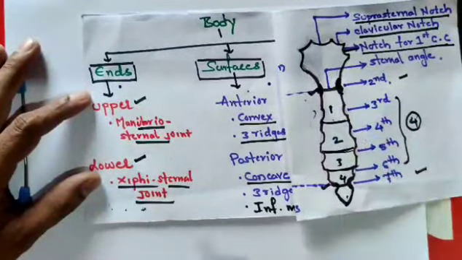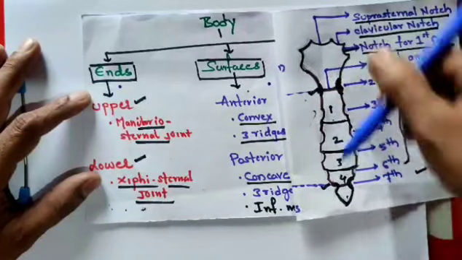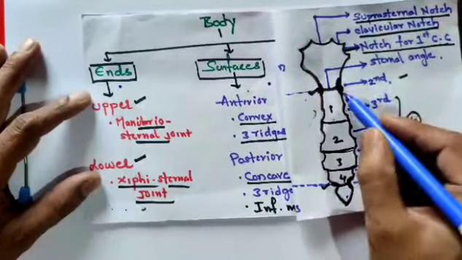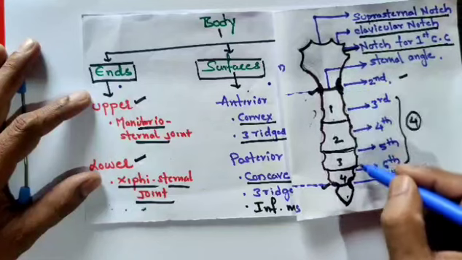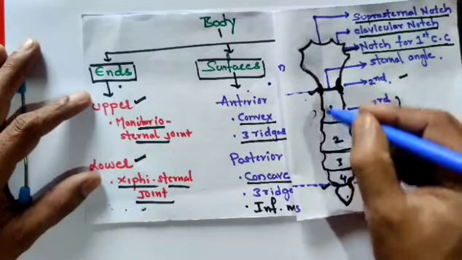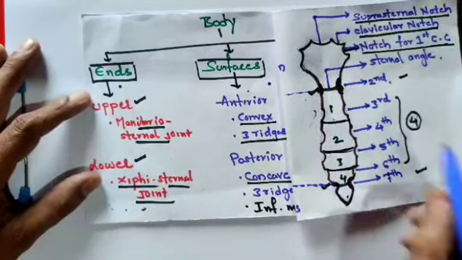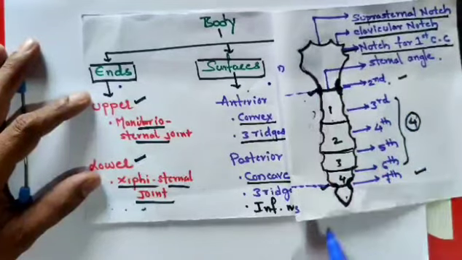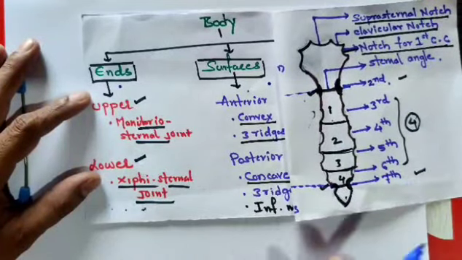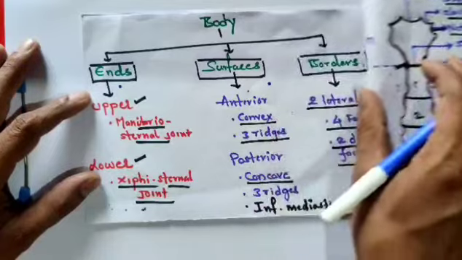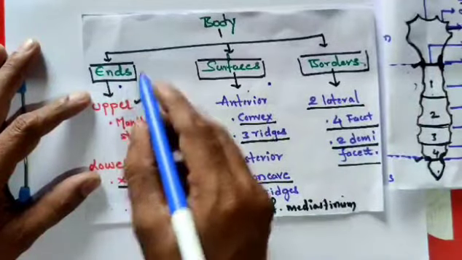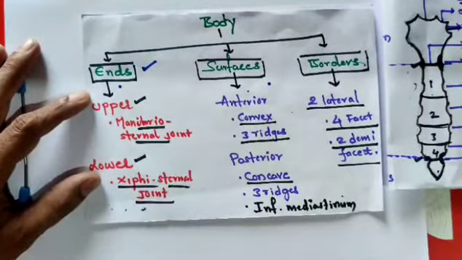The body of the sternum consists of the anterior surface and the posterior surface, and it also consists of two lateral borders, the right lateral border and the left lateral border, and it consists of two ends. One is the upper end, another one is the lower end. We are going to discuss them one by one. First we are going to discuss the ends.